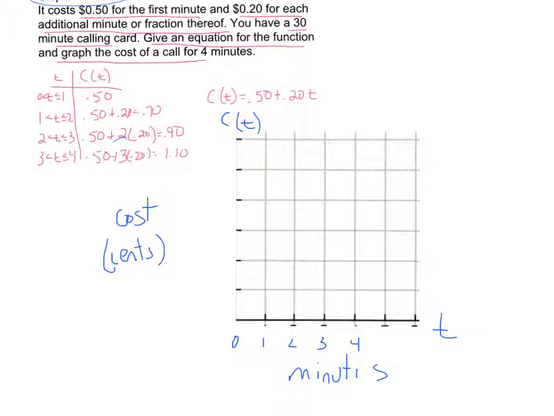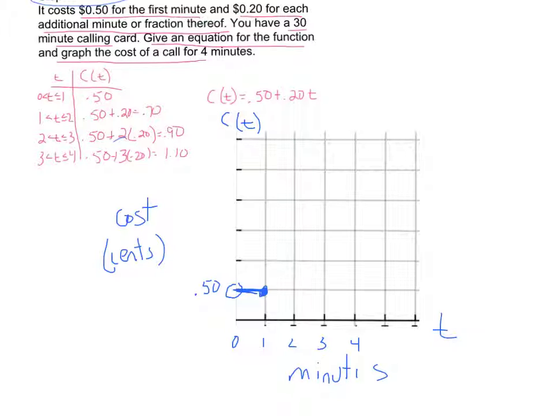Now, here's the deal. As soon as you pick up the phone and you start using the calling card, how much are you going to pay? You're going to pay 50 cents. Now, if you never pick up the phone and you don't talk on the phone, do you have to pay any money at all? No. But as soon as you pick up the phone, you're paying 50 cents. So anything between 0 and 1 minute, you're paying 50 cents. But at 0, you're not paying anything at all. So right there we put an open circle. And at 1 minute, we put a closed circle, because at 1, you still pay 50 cents.